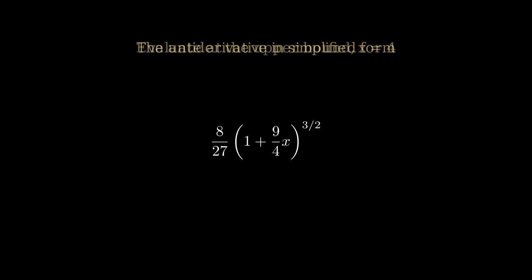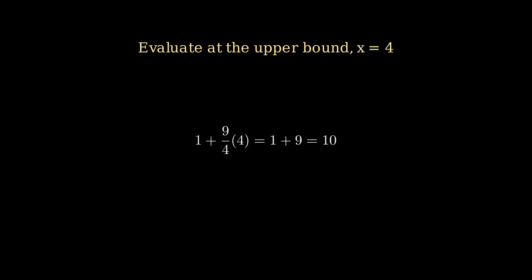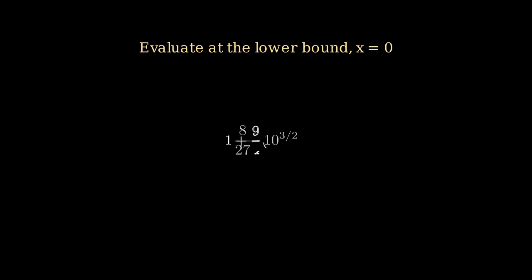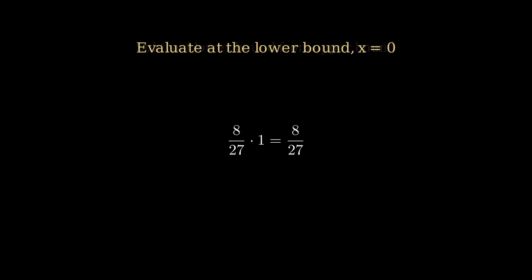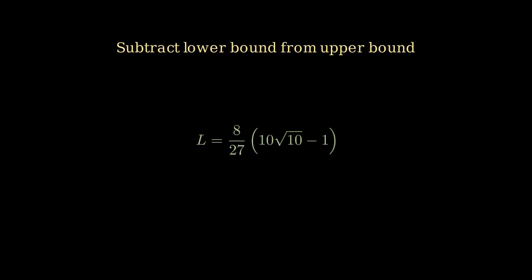Evaluating at the upper bound, x equals 4, the bracket becomes 1 plus 9, which equals 10, so this term equals 8/27 times 10 to the 3/2. Evaluating at the lower bound, x equals 0, the bracket becomes 1 plus 0, which equals 1, so this term equals 8/27 times 1, which is 8/27. Subtracting the lower bound value from the upper bound value, the arc length equals 8/27 times, open bracket, 10 times the square root of 10 minus 1, close bracket.